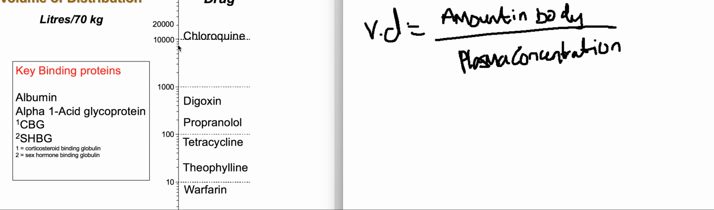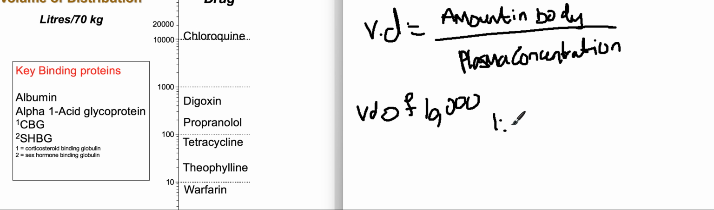Now if you have a VD of, like chloroquine has a VD of around 10,000, a VD of 10,000 basically means for every 1 milligram of chloroquine, the amount in the body is 10,000 times more compared to the plasma concentration. That's a very simple way of putting it. Digoxin is around 800, propranolol 200, tetracycline 100, warfarin is around 8.